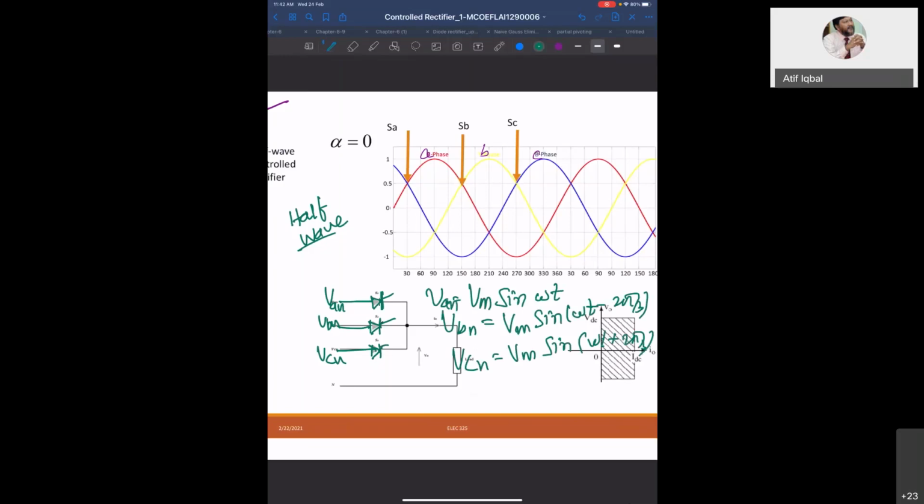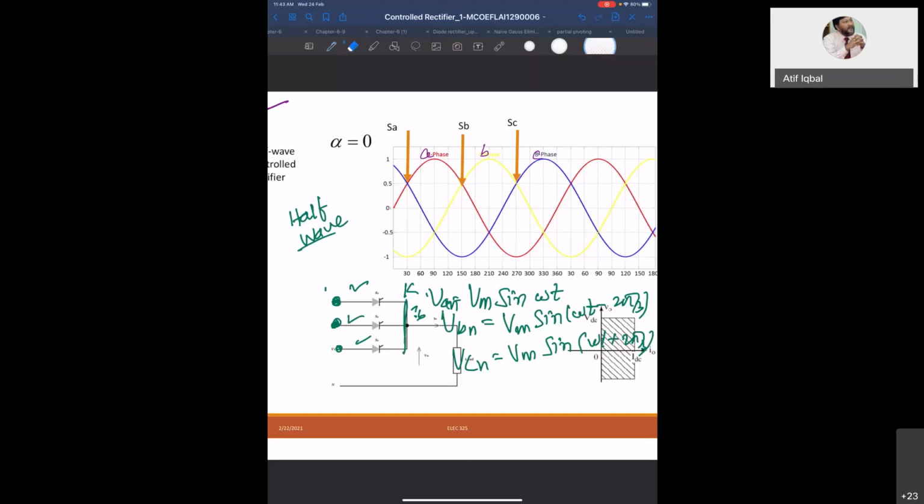Okay. And you see here, this is all common. So which thyristor will operate? This is number one, this is number three, and this is number five, or S1, S3, S5, or just SA, SB, SC, whatever name you give. Which one will operate? The one which has the highest anode voltage, because the cathode is the same. If this is higher compared to the others, this will operate. So whichever thyristor has the highest voltage across it will operate.